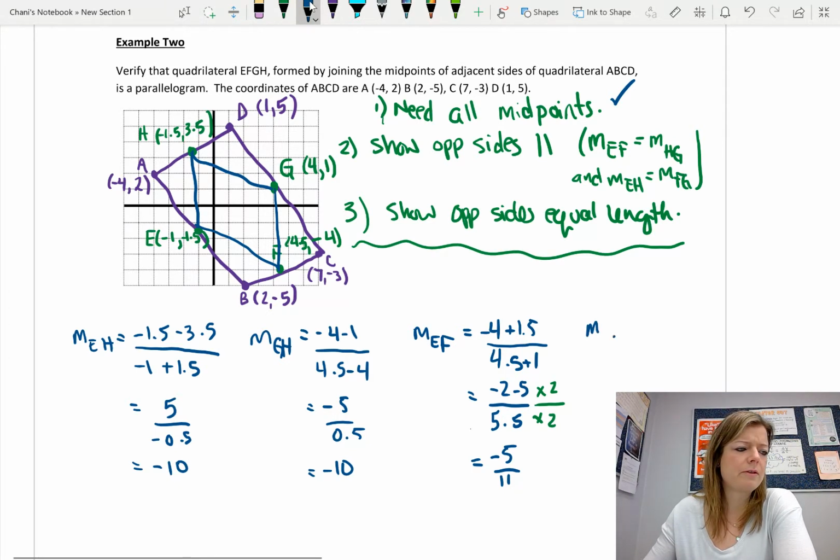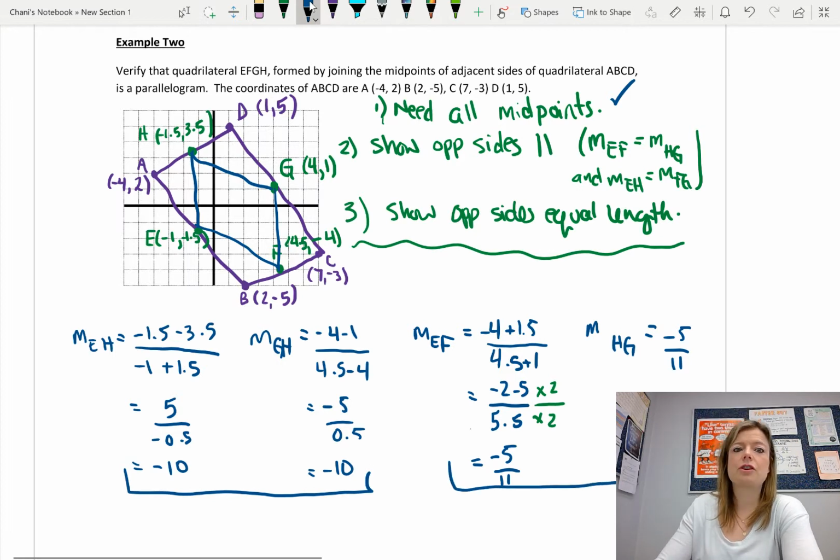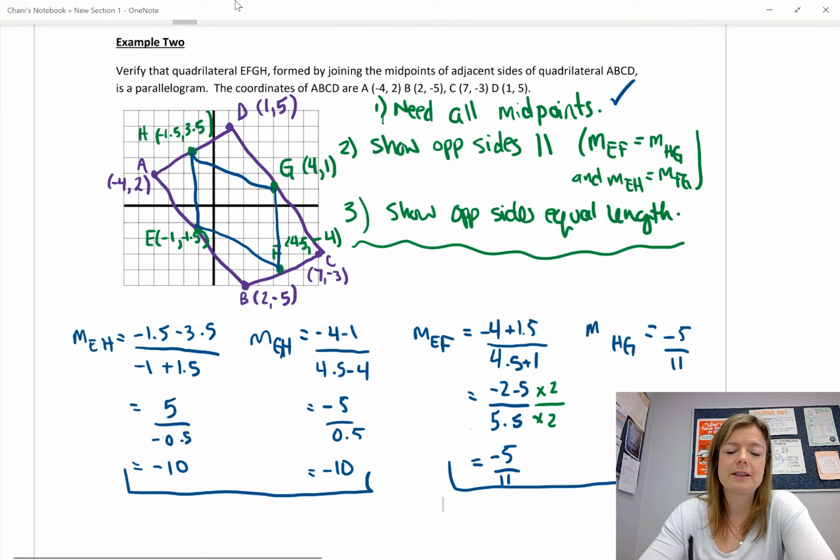So the slope of HG, I'm going to assume you know how to do that. You also get negative 5 over 11. So that's step 2. We've shown that these two slopes are equal and that these two slopes are equal. So now we have to show that the side lengths are all the same.